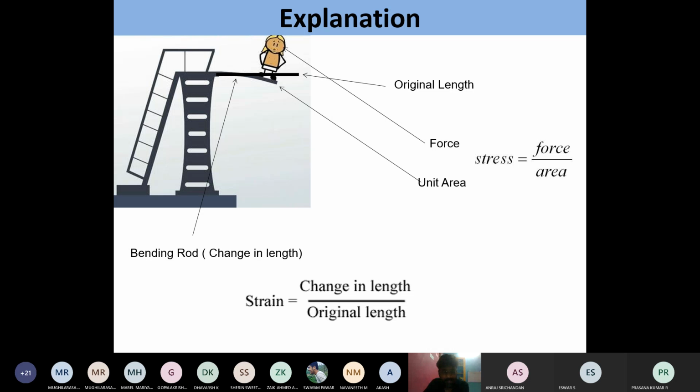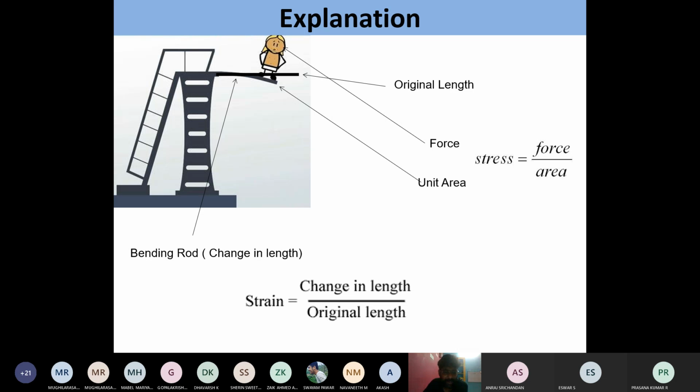When we apply the stress, what happens? The linearly placed material is converted into a bending material. This bend is nothing but the change in length. And we know what strain is: change in length to its original length. This is a small image I have taken to explain this concept.